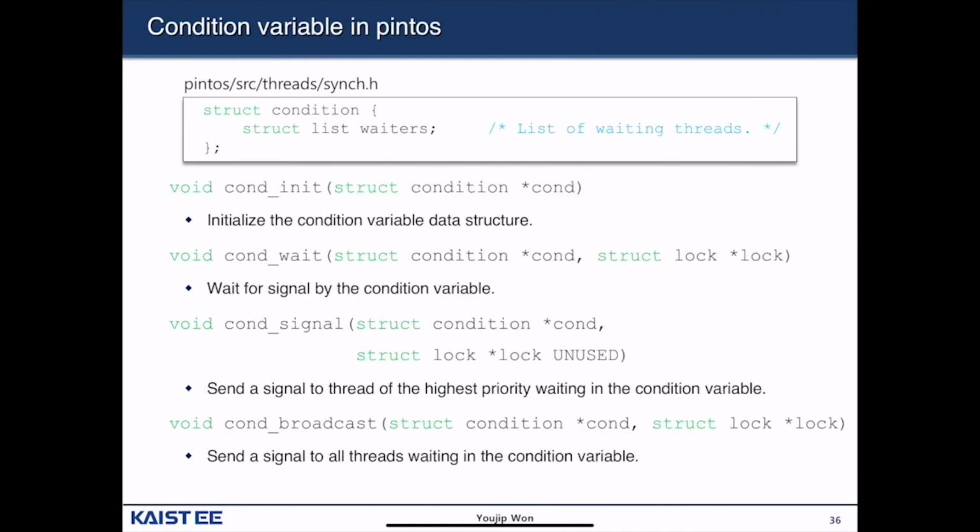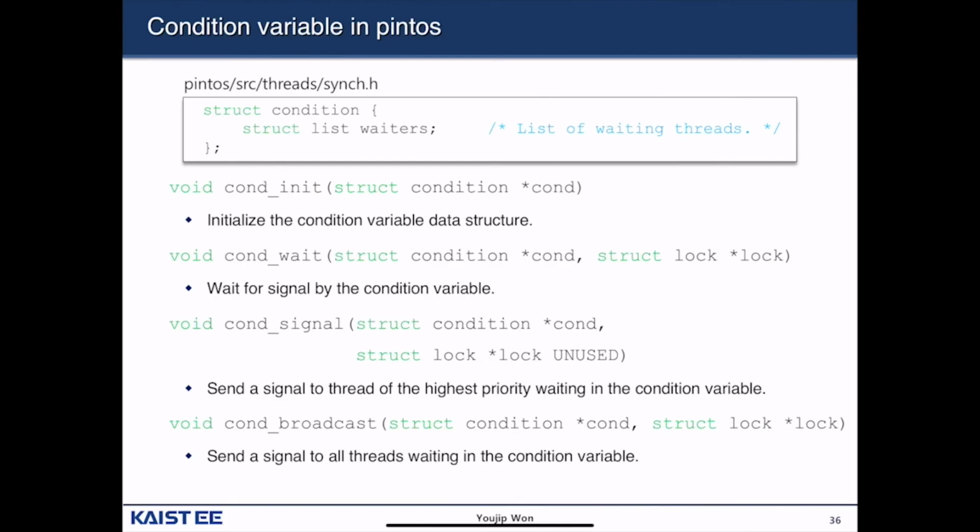A third function is condition variable. There are 4 important functions in condition. First one is init, which initializes the condition variable data structure. Second one is cond wait. Once a process calls cond wait, the process is put to the block state and it waits for a signal by the condition variable. And third one is signal. It sends a signal to a thread of the highest priority waiting in the condition variable.